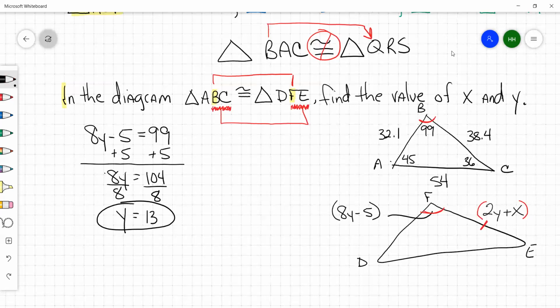So we get to write another equation. We're going to write 2, and instead of putting the y, we're going to use what y is equal to. So we got 2 times 13 plus x is equal to, all right, side BC, and side BC is 38.4. So 26 plus x equals 38.4, and we can subtract 26 from each side. And x is equal to 12.